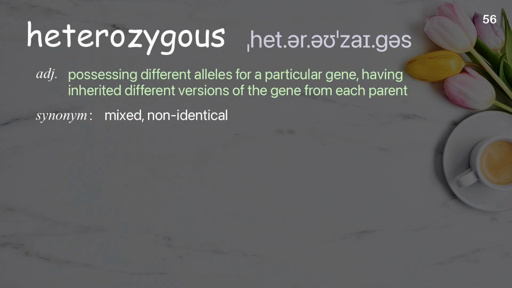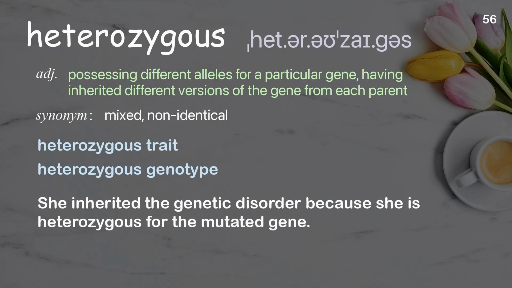Heterozygous. Possessing different alleles for a particular gene, having inherited different versions of the gene from each parent. Examples: Heterozygous trait. Heterozygous genotype. She inherited the genetic disorder because she is heterozygous for the mutated gene.